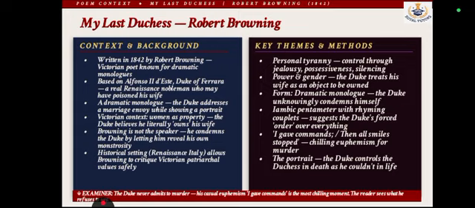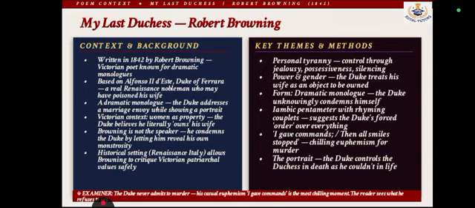My Last Duchess, context and background. It was written in 1842 by Robert Browning, a Victorian poet known for dramatic monologue. It was based on Alfonso II, Duke of Ferrara, a real Renaissance nobleman who married, or who may have poisoned, his wife. It is a dramatic monologue where the Duke addresses a marriage envoy while showing a portrait. Victorian context, which portrays women as property, and the Duke believes he literally owns his wife.